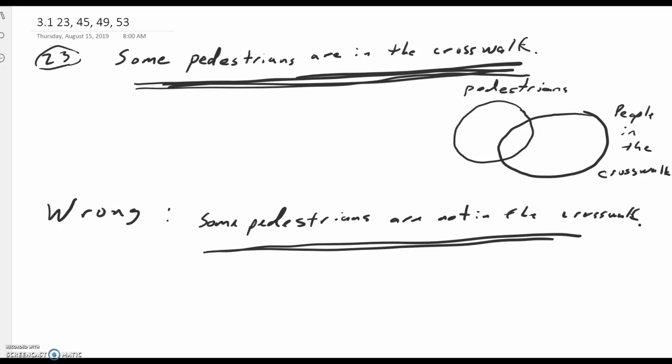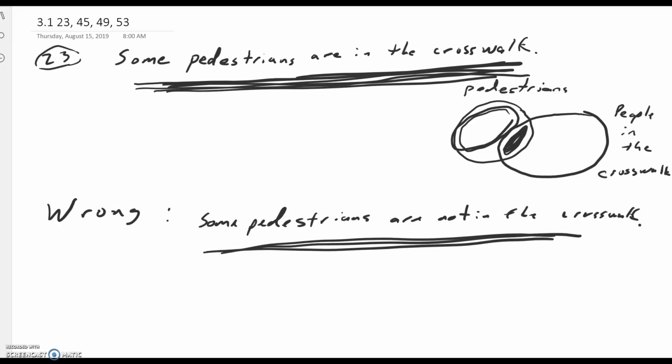In this picture, some of the people in the pedestrian circle are in the crosswalk circle, so it makes this true. But notice, some pedestrians are not in the crosswalk. Here are some pedestrians not in the crosswalk. In essence, these are saying very close to the same thing. They are certainly not opposites.